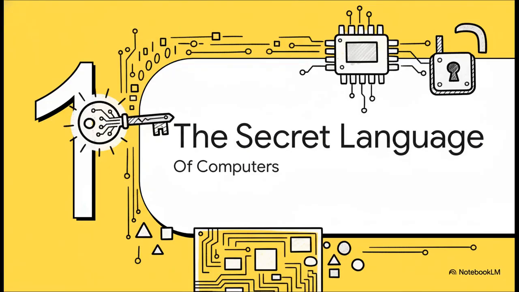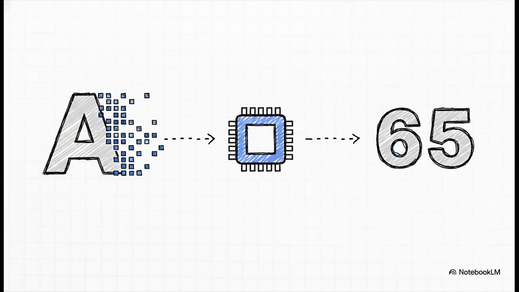Okay, so to get to the bottom of this, we've got to peek behind the curtain a little bit and learn the computer's secret language. This is the key that unlocks pretty much everything a computer does with text. All right, here's the most important thing you need to get your head around. Computers don't actually see letters at all.